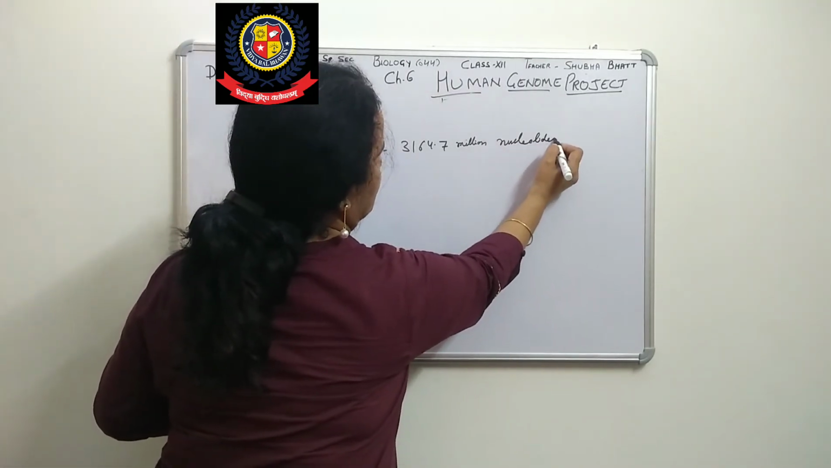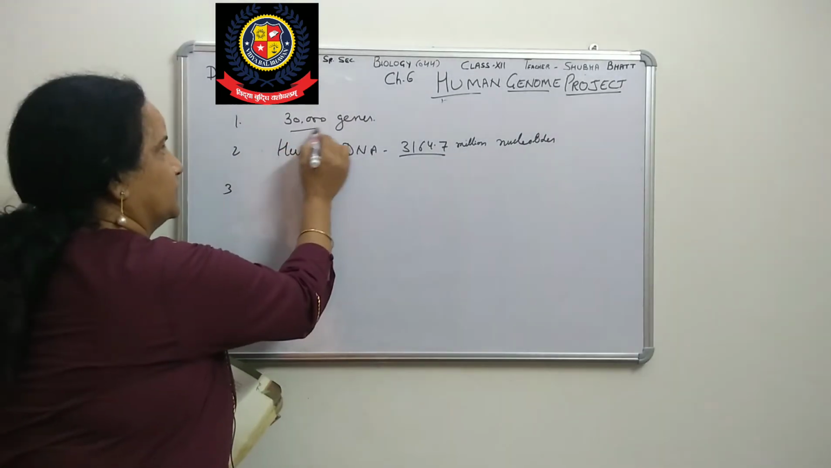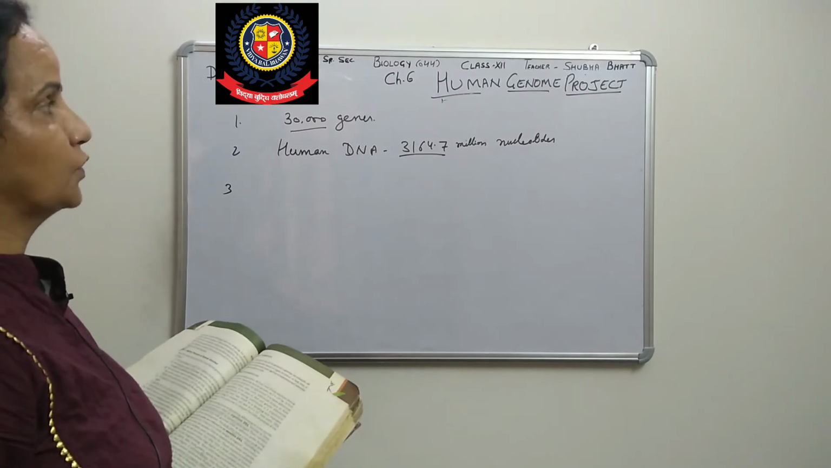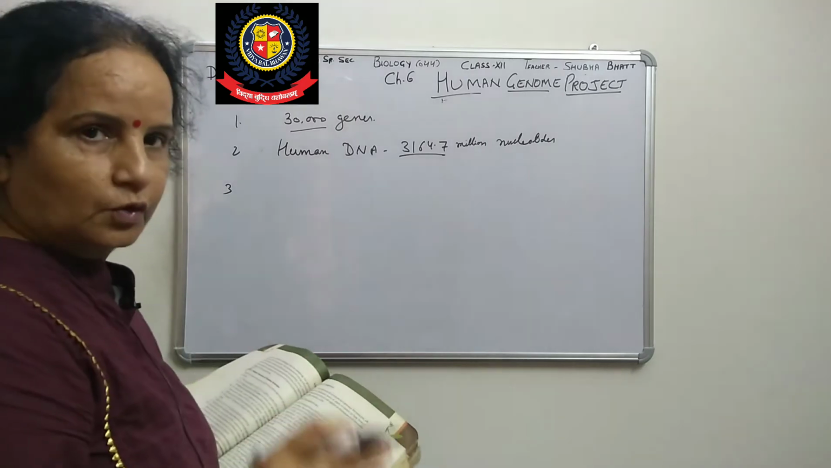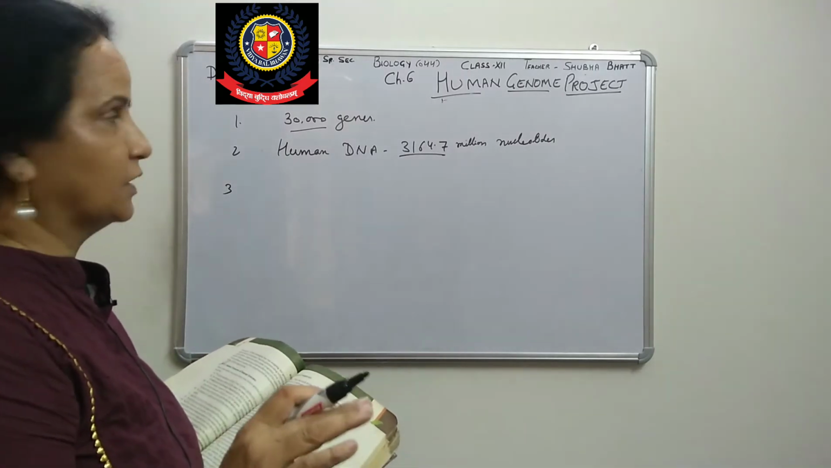All of you know about nucleotides. So this number, 30,000, that we are getting is the number of genes. Then the number of nucleotides we have got is 3164. Now when we talk about these chromosomes, all chromosomes are not the same in size or in gene point of view.